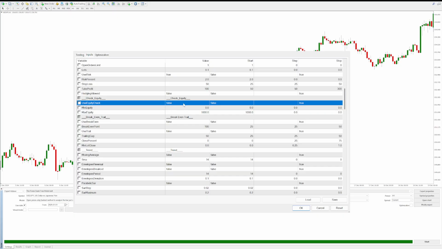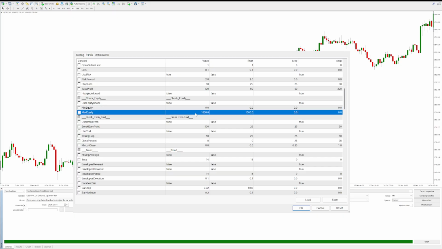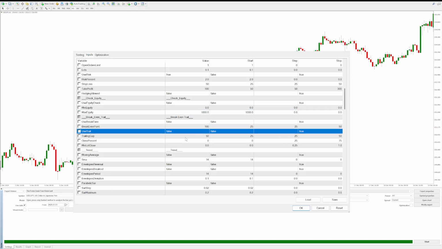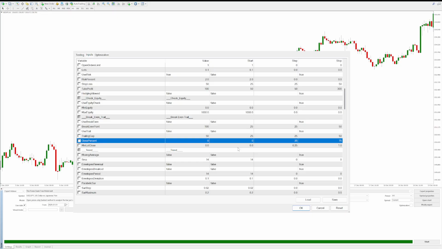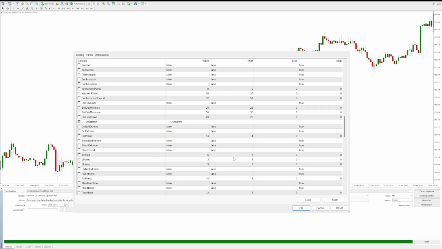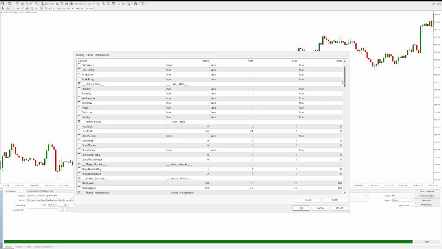So basically this equity check will allow the EA to be terminated if your equity falls below the minimum value or goes above the maximum value. You've got your break even and trailing stop options you can set to true or false as well, and you can also close a percentage of the trade each time the trailing gap's reached if you wish. And then the indicators and the candlestick patterns, as we discussed.